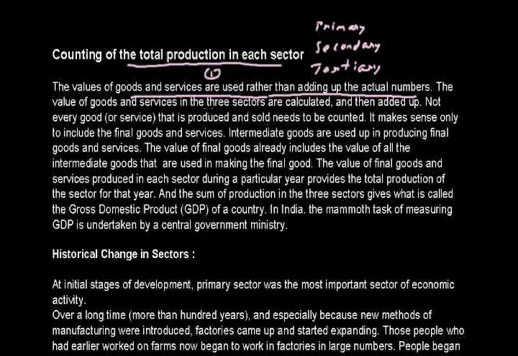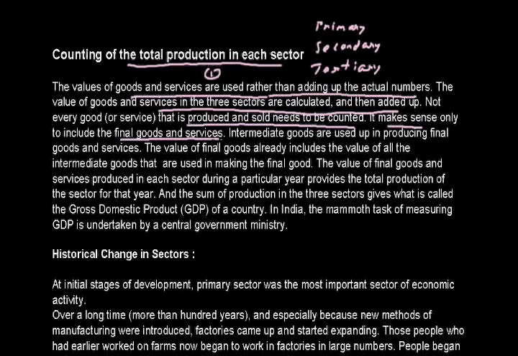The second one is that the value of goods and services in the three sectors is calculated and then added up. Not every good that is produced and sold needs to be counted. It makes sense only to include the final goods and services. You are going to count only the final goods and services.